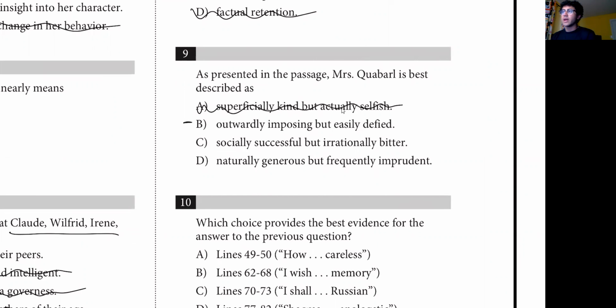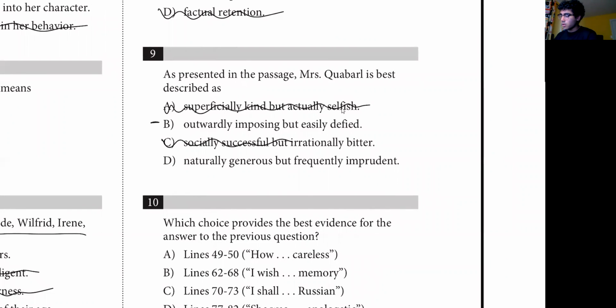Socially successful, but irrationally bitter. No, it does not say anything about her being socially successful at all. Does it say that she's a great public speaker? Does she say she's a great politician? Does she say anything socially related? Nothing. Does she say she's an influencer on Instagram? Probably not. This is 1911, right?